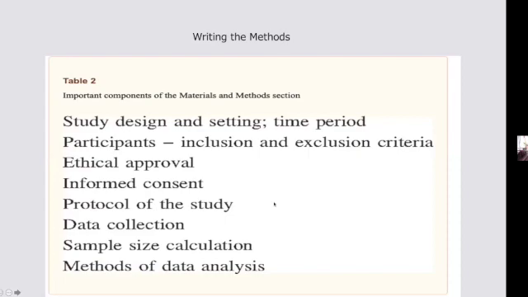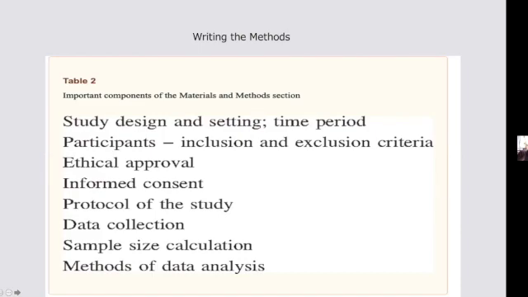Next is your second part, the materials and methods section. Here, the IMRAD, right? You're on the M already of the IMRAD. So here you're supposed to be discussing the study design and the setting. So the time period is definitely important to be discussed here.